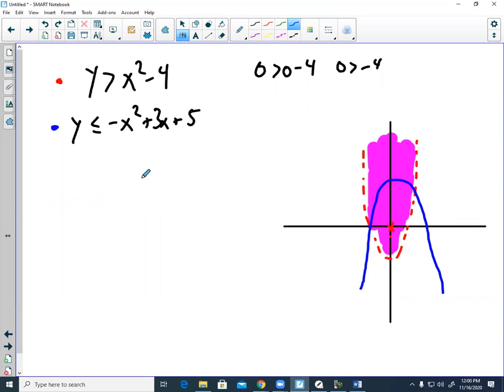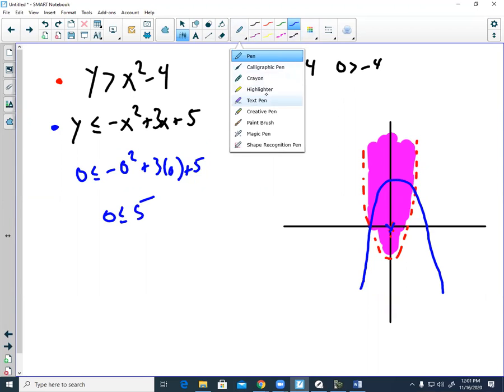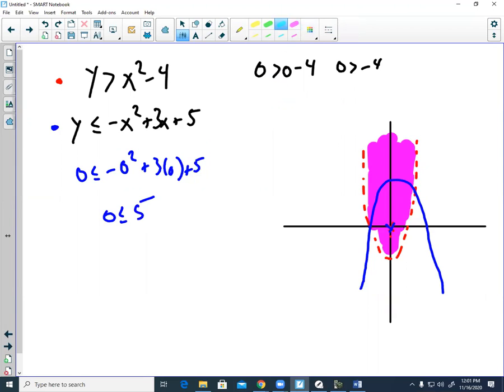And now again, I just need to test the point. 0, 0 still does not exist on my graph, right? Or on my line. So since it doesn't exist, I'm going to test it again. So 0 is less than or equal to negative 0 squared plus 3 times 0 plus 5. So 0 is less than or equal to 5, which again is a true statement. And since that's a true statement, I'm going to shade underneath my parabola where the point was located.